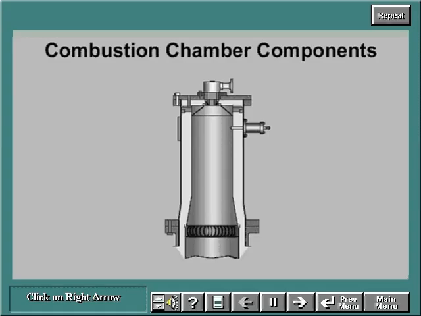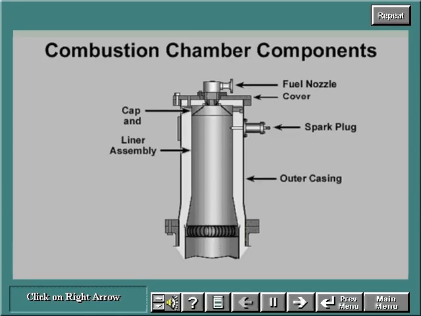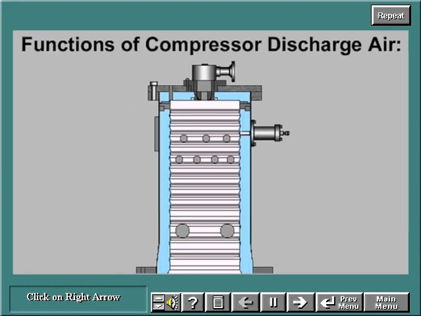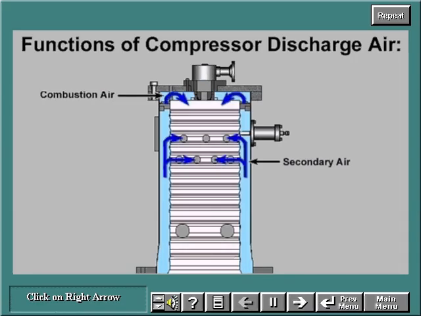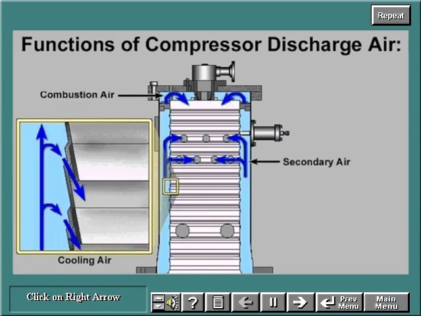The main components of the combustion chamber are the fuel nozzle, cover, self-retracting spark plug or igniter, cap and liner assembly, and outer casing. The compressor discharge air has four basic functions. It is used as combustion air, primary air, to achieve the proper fuel-air ratio. It is used as secondary air to cool and stabilize the flame. It is used as cooling air to provide a continuous cooling film along the external and internal surfaces of the liner, and it is used as dilution air downstream of the primary combustion area to reduce the gas temperature and preserve the life of the hot gas path components.